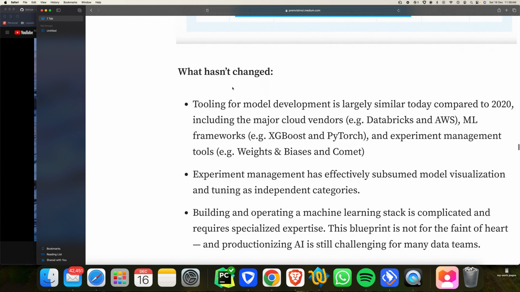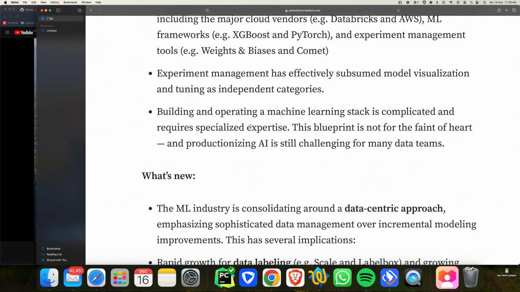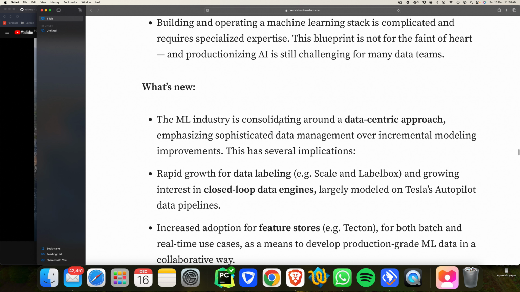So let's talk about what has not changed from 2020 to now. Tooling for model development is largely similar to 2020, including the major cloud vendors, Databricks and AWS, and ML frameworks like XGBoost and PyTorch. Experiment management tools have become an independent category. What's new is that the ML industry is consolidating around a data-centric approach, emphasizing sophisticated data management or incremental modeling improvement. This has an impact.